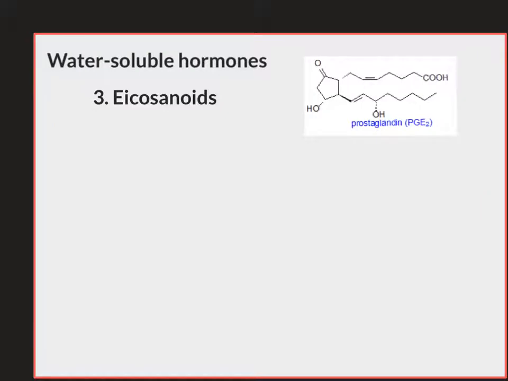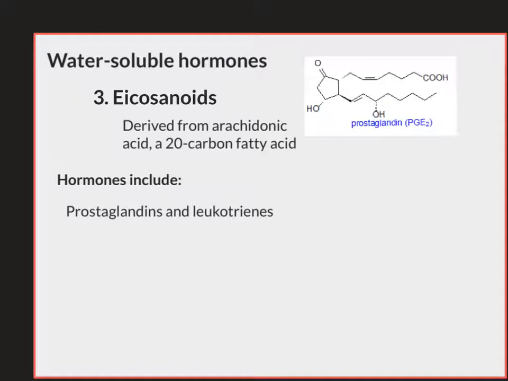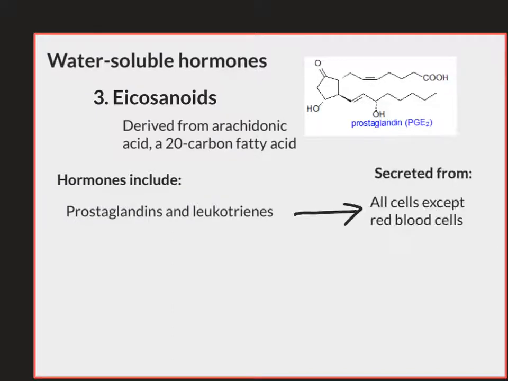The final type of water-soluble hormones are eicosanoids. They are derived from arachidonic acid, a 20-carbon fatty acid. The two major types include prostaglandins and leukotrienes, which are secreted from all cells except red blood cells.